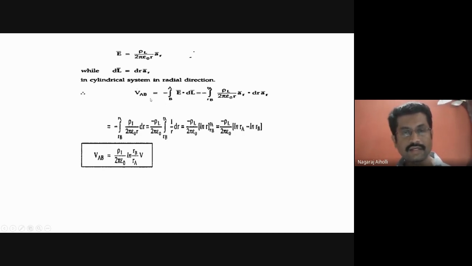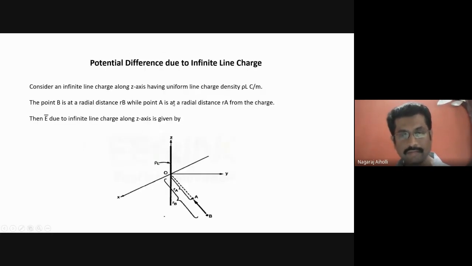Therefore VAB is nothing but, we have also gone through this equation in previous classes. That is, potential A to B is given by minus integral B to A E bar dot dl bar. We have already come across this equation. Yes or no? VAB is minus integral B to A E bar dot dl bar. What is the distance of B, students? It is at RB. The distance of A is at RA.